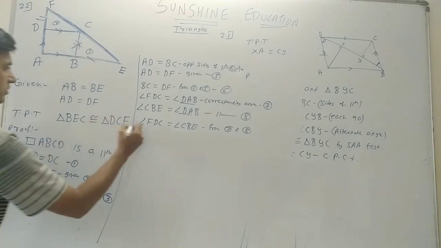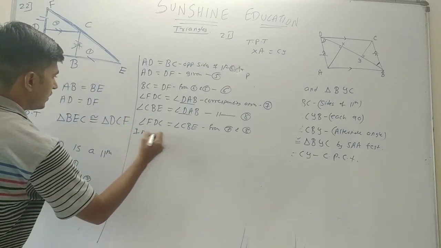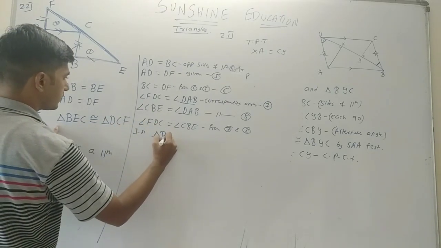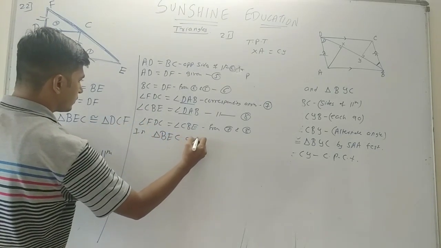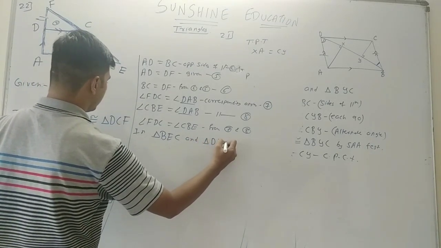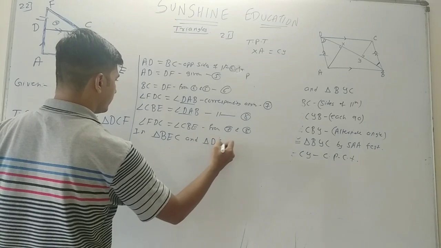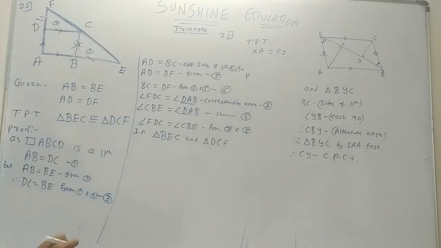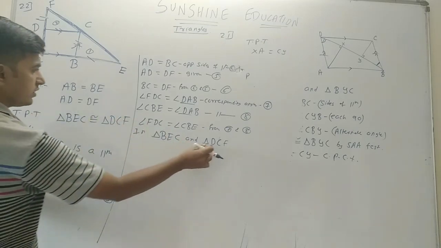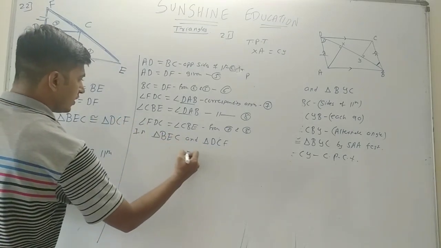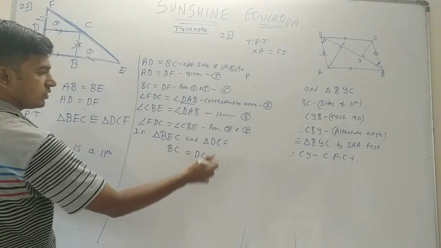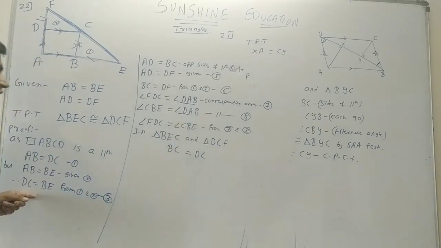Now we have two triangles which we need to prove. In triangle BEC and triangle DFC, everything is ready-made. Okay, we know that DC is equal to BE. I will write BE is equal to DC, because DC is in triangle DCF.